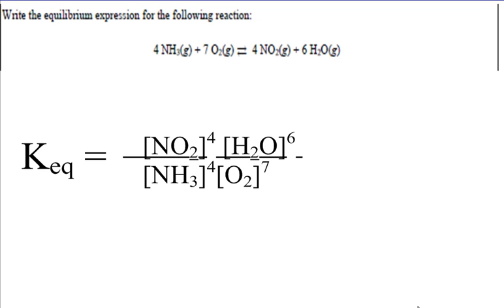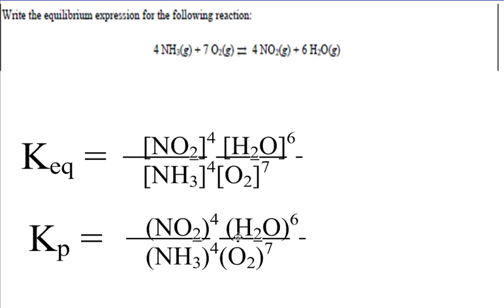If we were given pressure values, we could do the same thing. It would just simply be, instead of brackets, we would have parentheses, and we would say that's our Kp because we're doing pressure values. Or we could also have the partial pressure. So the partial pressure of nitrogen to the 4th times the partial pressure of water to the 6th, and so forth. If we were given those values, we would simply plug them in and solve for a numerical number for K, which, again, hallelujah, would have no units.